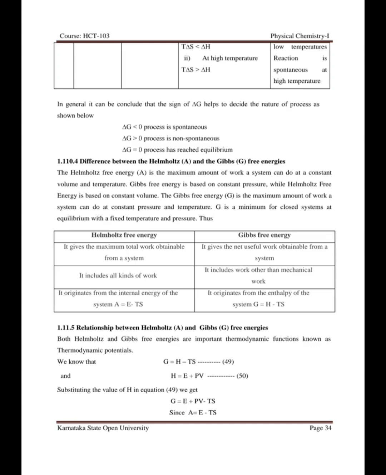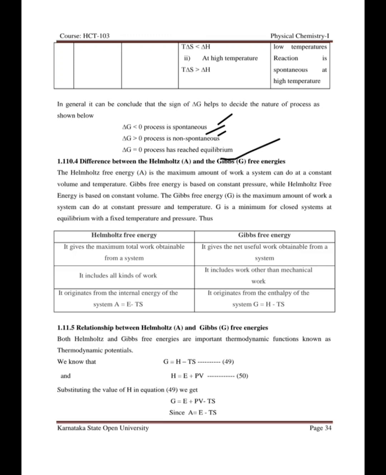Next, in general, to conclude for delta G, the Gibbs free energy: if delta G is less than zero, the process is spontaneous. If the free energy is greater than zero, the process is non-spontaneous. And if the free energy is equal to zero, then the system is in an equilibrium state.